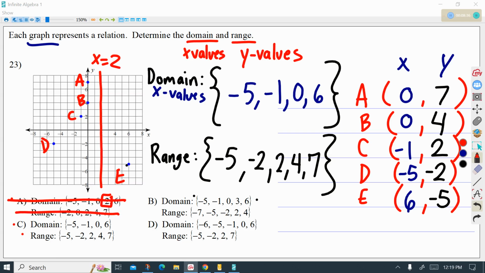But if we take a look at C, we see that we have negative 5, negative 1, 0, and 6, just like these values here. Okay, now just verify that the rest are the same. Negative 5, negative 5, negative 2, negative 2, positive 2, positive 2, positive 4, positive 4, positive 7, and positive 7. Okay, so our answer must be C.